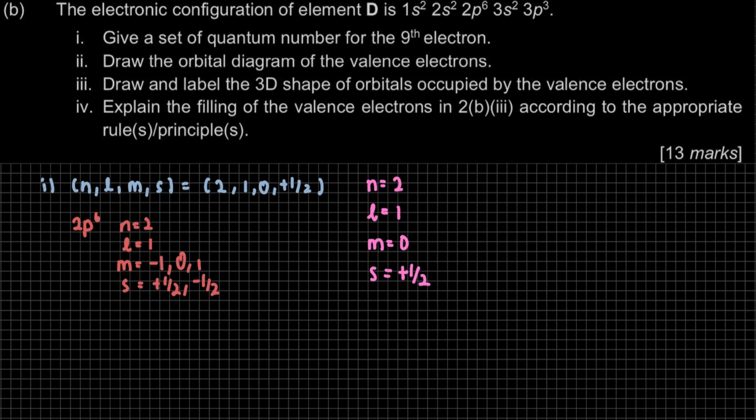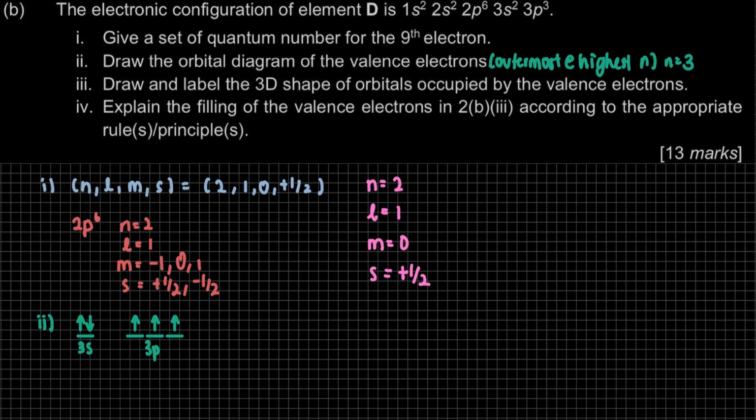Question 2, draw the orbital diagram of the valence electron. Valence electron means that it is the outermost electron or our highest N. So the highest N in this case is N equal to 3. For question 2, they ask for the orbital diagram specifically for 3s2, 3p3. This is the orbital diagram.